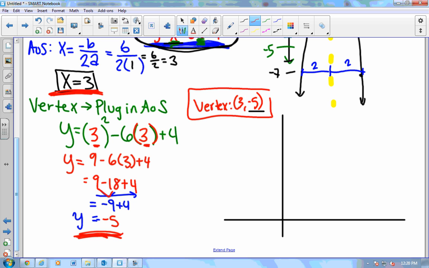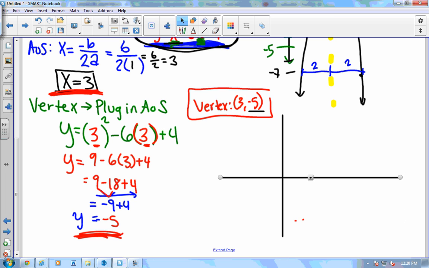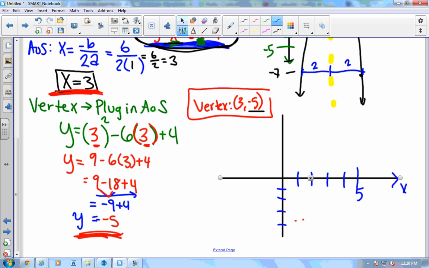Oops. I need a negative 5. There we go. Okay. 1, 2, 3, 4, 5 on my x-axis. 1, 2, 3, 4. I need to go down to negative 5 because I know my vertex is way down there. Always, always, always label, put arrows, put an X and a Y, and label the numbers so we know what you're counting by. My vertex was at 3, negative 5, so that's right here.